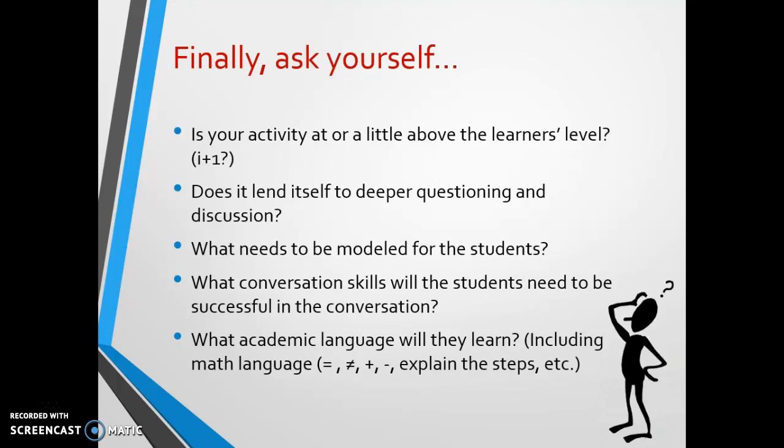Finally, ask yourself if your activity is the correct level and maybe a little above. Does it lend itself to deeper questioning and discussion, whether it's a discussion activity or a reading activity? What needs to be modeled? What conversation skills will the students need to be successful? And what academic language will they learn, including math language? Things like equals or isn't equal to, or plus or minus, or even explaining the steps to a process. This all builds academic language.